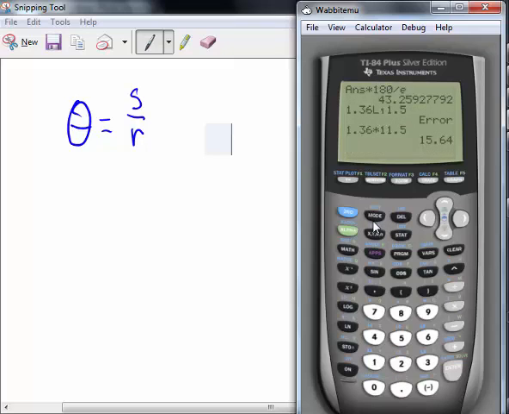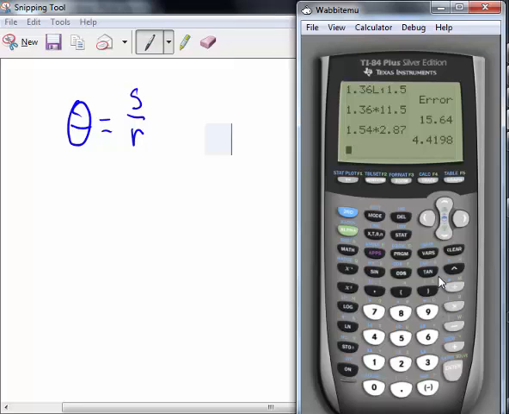For number 4, we would take 1.54, which is the theta in radians, times 2.87, and we would get the arc length is 4.42, 3 sig digs.